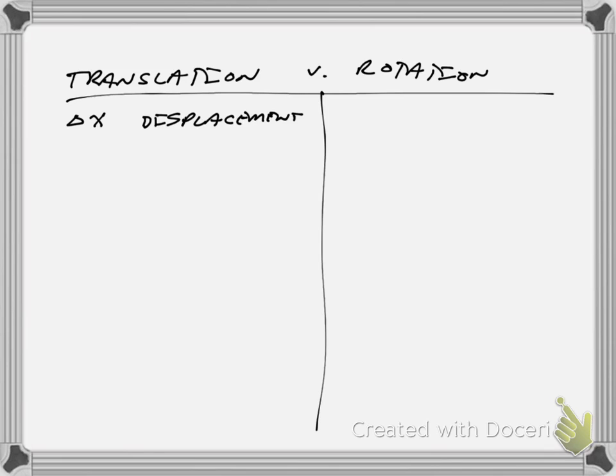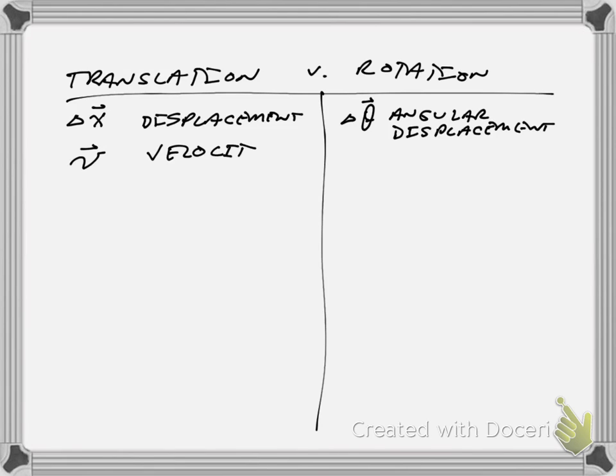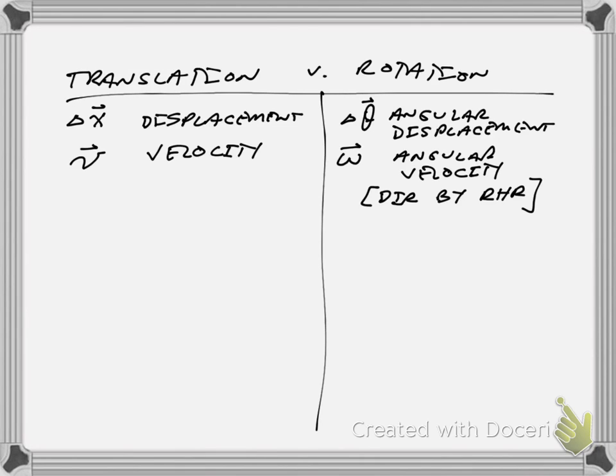And to define that, we're going to talk about its angular position, represented by the symbol theta, and therefore its angular displacement, delta theta. And of course the rate that something changes its position, we called velocity, displacement over time. And so we'll have a correlating angular velocity, which is change in angular position over time.